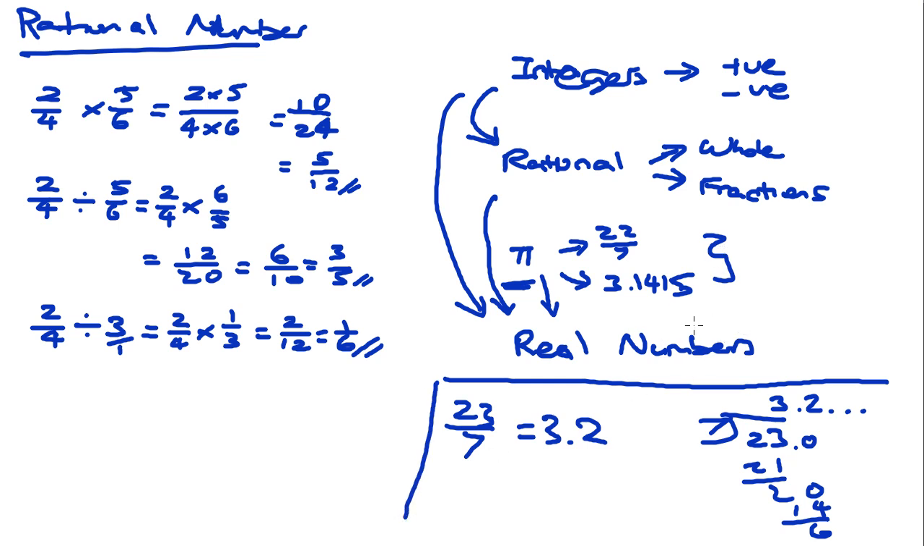But you have to remember that real numbers is the master group of all these numbers, and rational numbers is a subgroup of real numbers, but a master group of integers. Integers are the subgroup of both rational numbers and also real numbers.